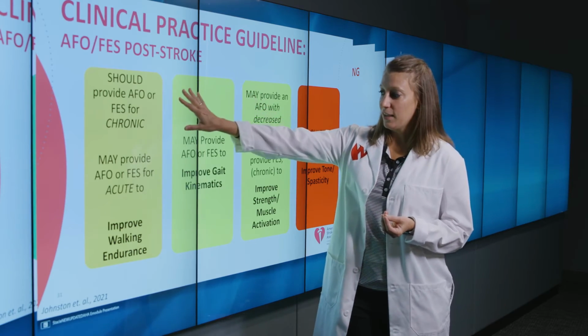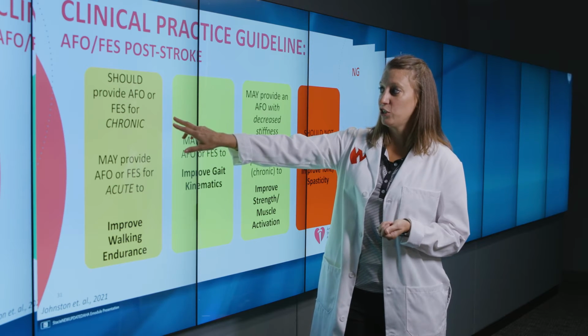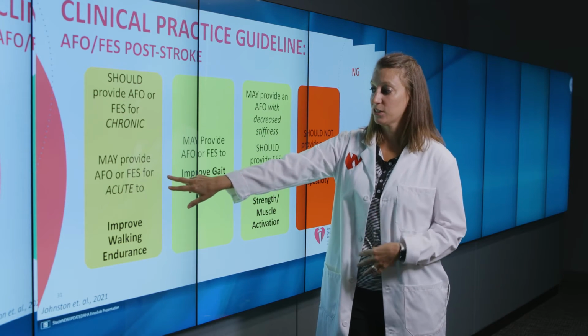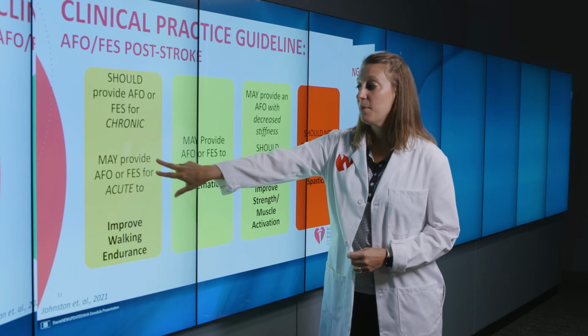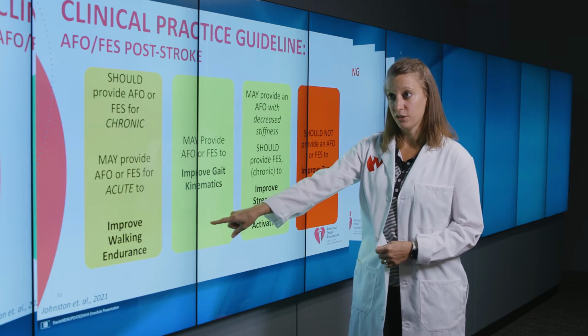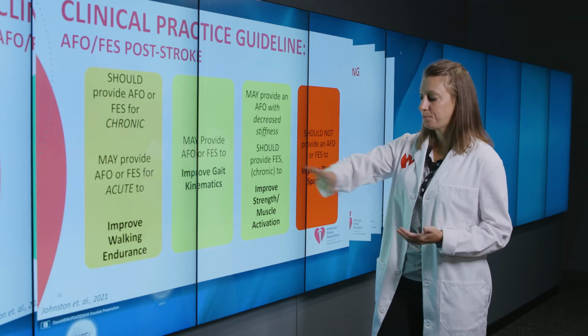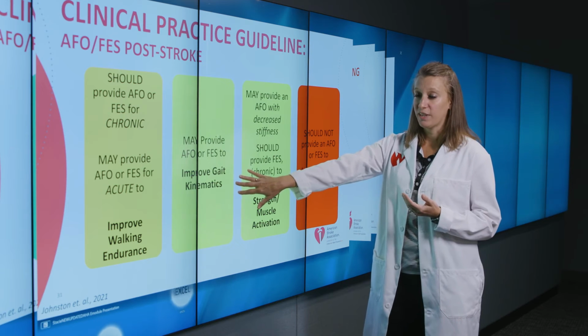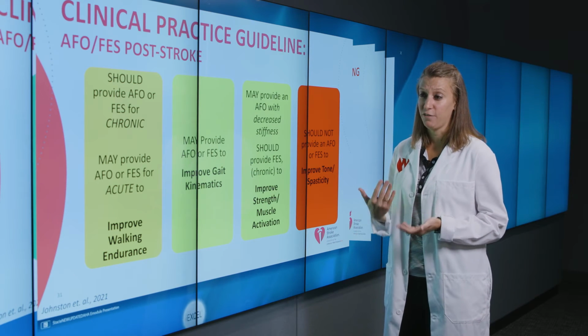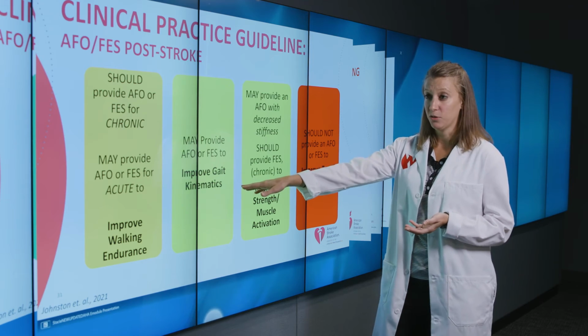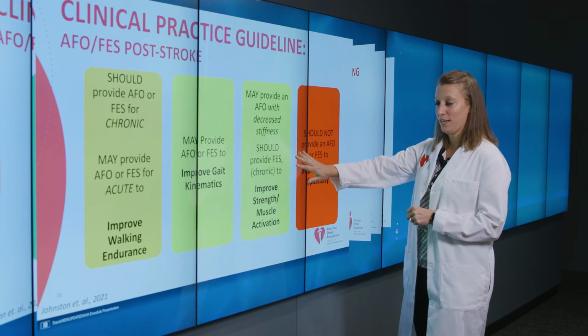In the chronic phase, they're telling us that we should use an AFO or FES, whereas in this acute phase often here, they're saying we may if the goal is to improve walking endurance. So if you want your patient to move further, you might consider using an AFO because they won't fatigue quite as quickly if we're controlling that ankle a little bit better. If the goal is to improve gait kinematics, so really we're just worrying about getting that foot drop up, then you might think about using an AFO. That makes sense. If we're talking about improving strength and muscle activation, we should be using FES.